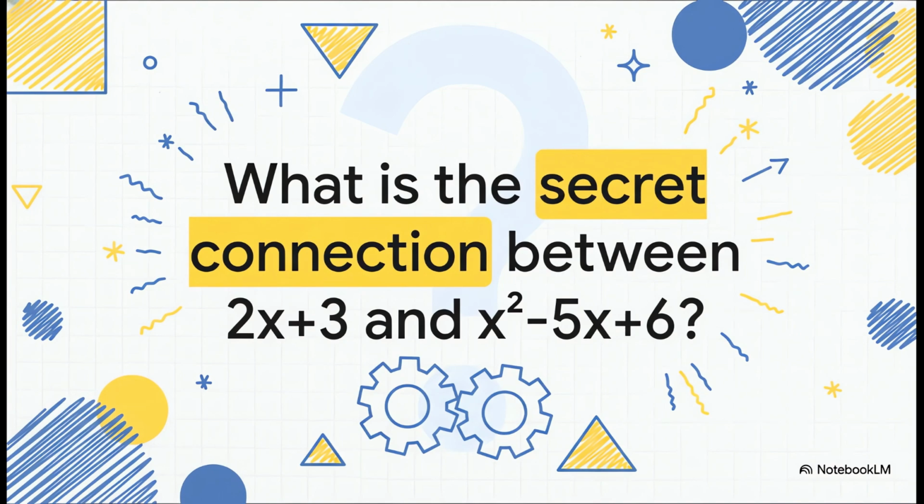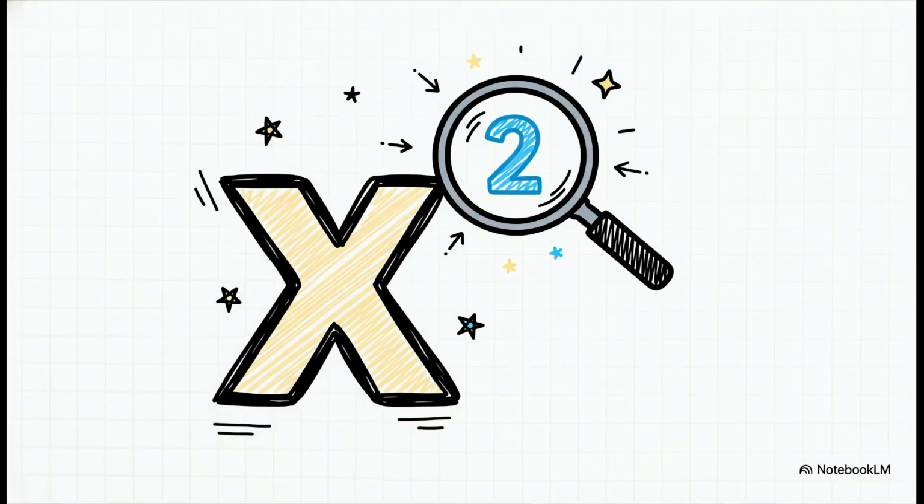I guarantee you've seen things like this scribbled on a chalkboard. They look kind of different, right? But they actually belong to the same exclusive family. So, what's the secret connection? What's the rule that lets them both into the club? Well, it turns out the secret is surprisingly simple.